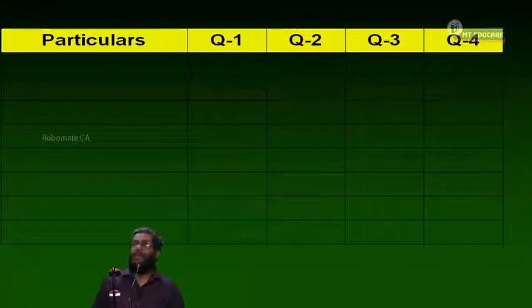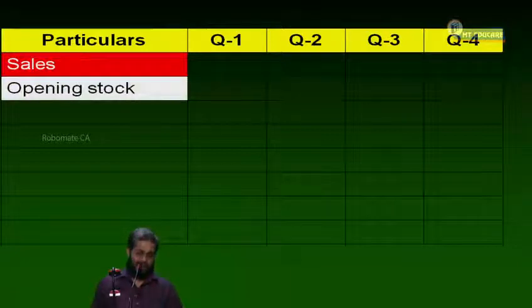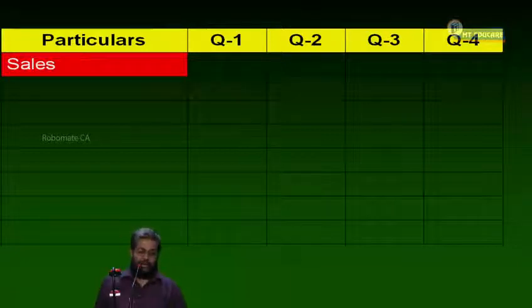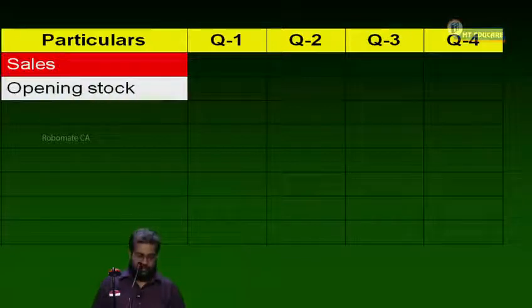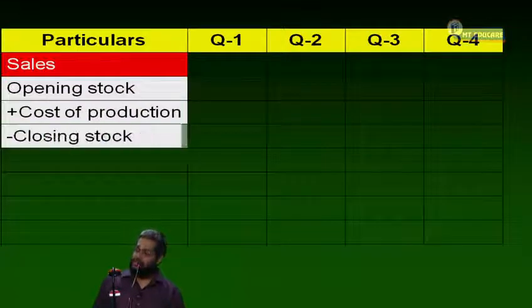Now, capital A is Sales. Capital B is Cost of goods sold. Underline that. Within the right, opening stock. Add cost of production minus closing stock.